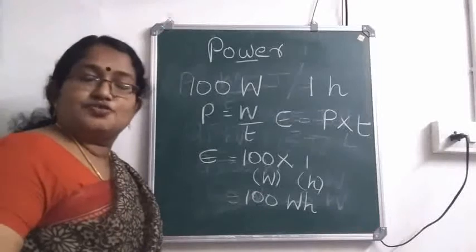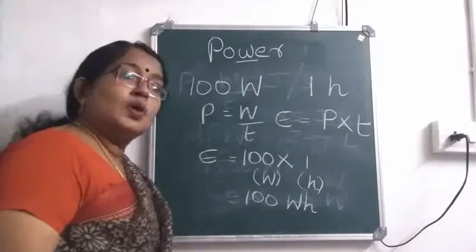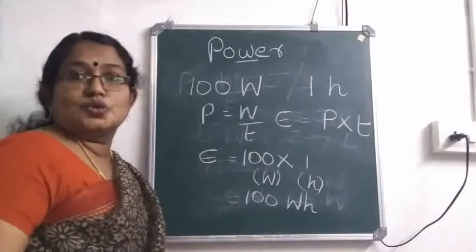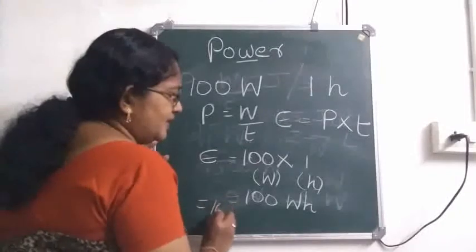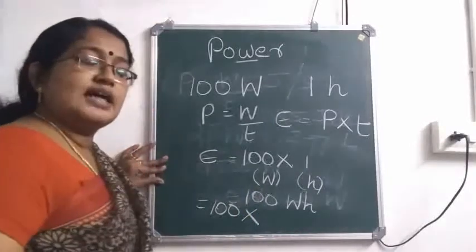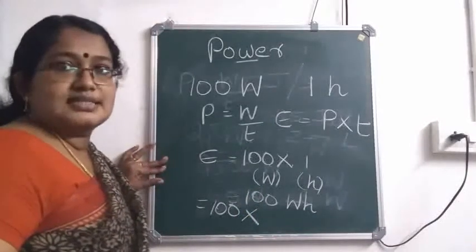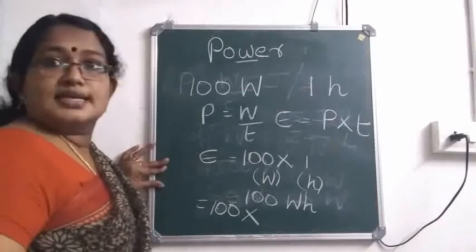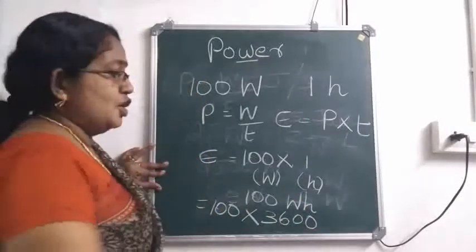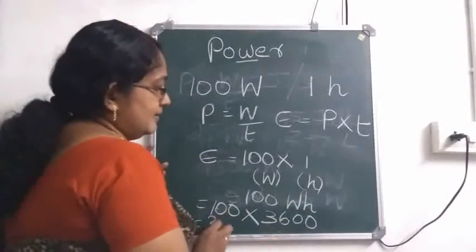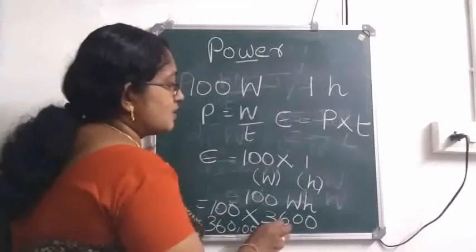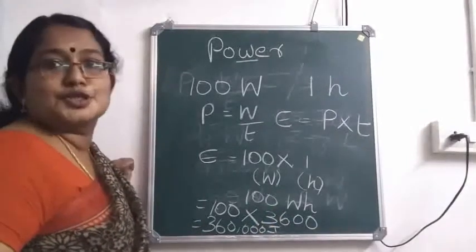What is the SI unit for energy? It is joule. So if you want to get energy in joule, power should be in watt and time should be in second. So in that case, what will we do? Power is already given in watt. Now, how to convert hour into second? 1 hour means 60 minutes and 1 minute is 60 seconds. So 60 into 60, 3600. So 360,000 joules of energy will be consumed.